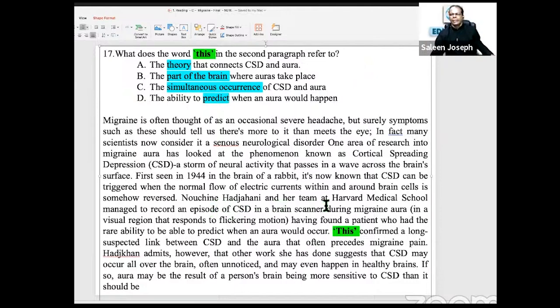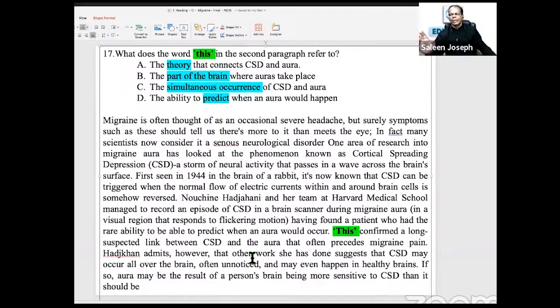Nawshin Khani and her team at Harvard Medical School managed to record an episode of CSD in a brain scanner during migraine aura, having found a patient who had the rare ability to be able to predict when an aura would occur. This confirmed a long suspected link between CSD and the aura.